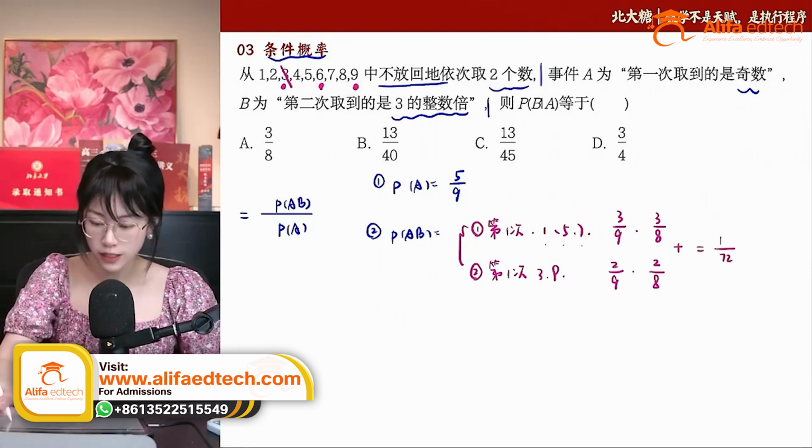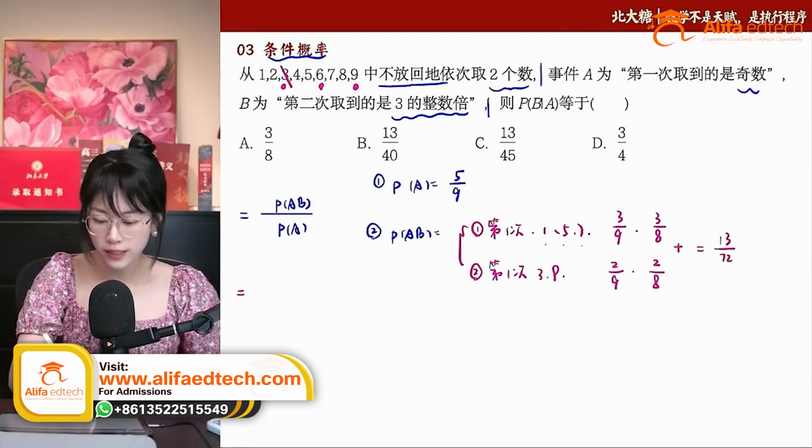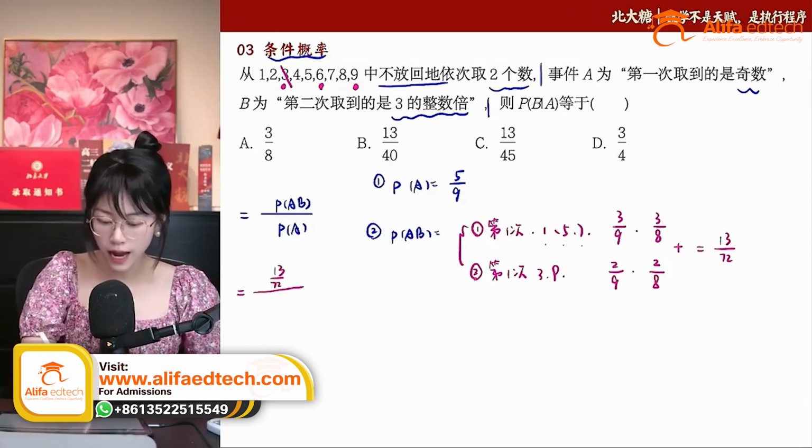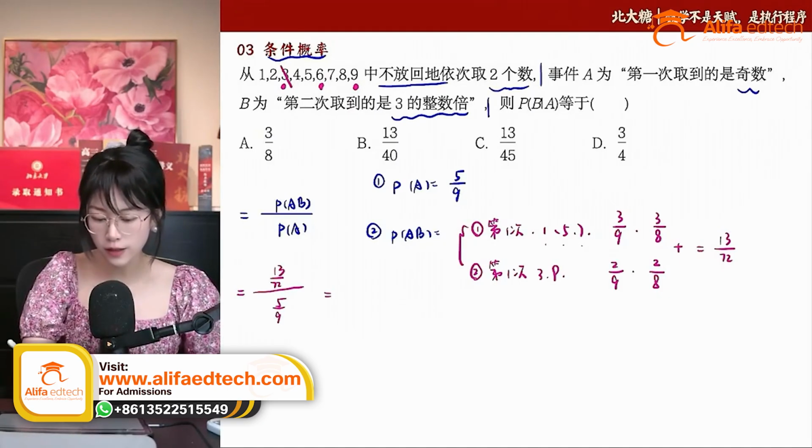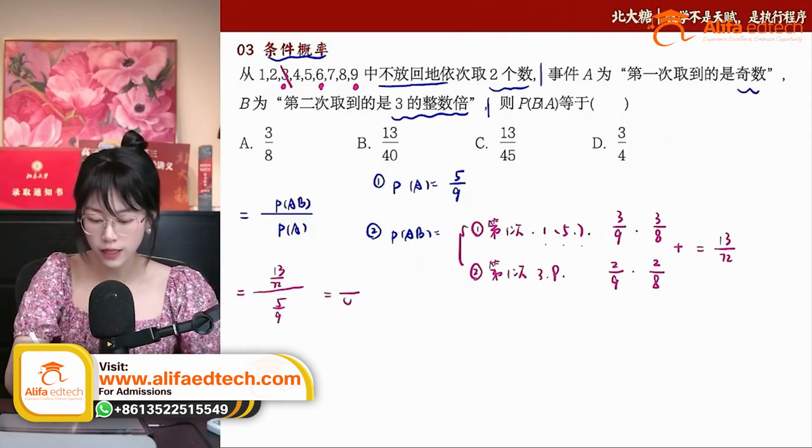Finally, let's substitute this in. The numerator is 13/70 and the denominator is 5/9. If we multiply both the numerator and denominator by 72, we get 13/40. So the answer is option B.